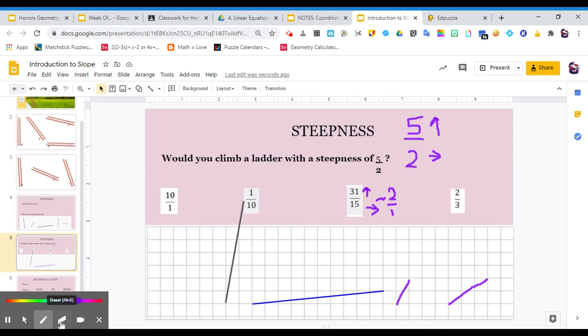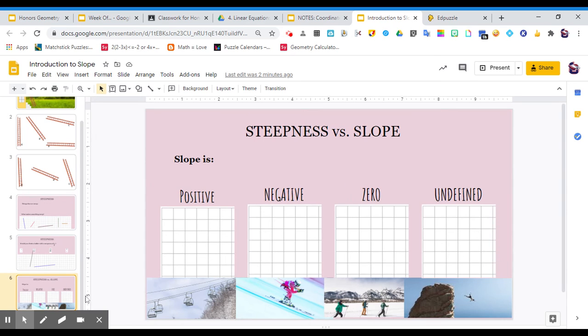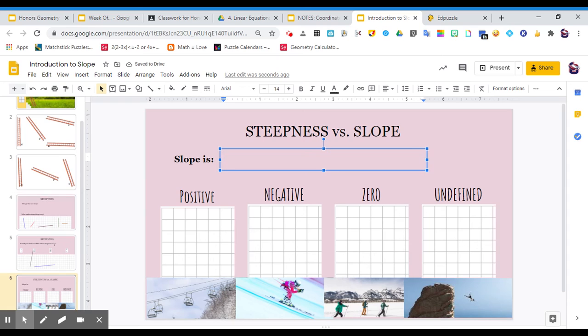All right. I hope this is making some sense or bringing back memories of such a wonderful day in class. So then we wanted to talk about what is the difference between steepness and slope. Really the difference between steepness and slope is that slope has direction. Slope is steepness with direction. That direction can be positive, negative, 0, or undefined.